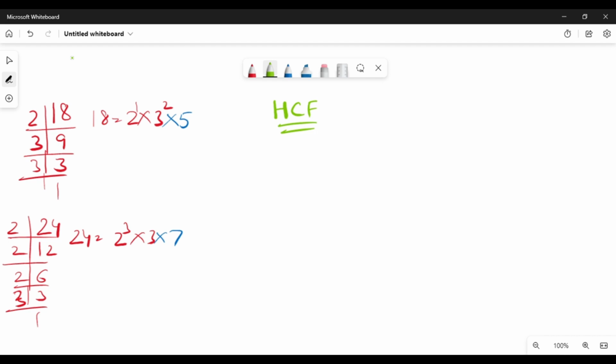Now in HCF, you have to choose only common factors, not all the numbers, only common factors. So for HCF of these two, common factors are 2 and 3. So 2 into 3. As the name suggests, it deals with factors. It means it is the smaller one. So you have to choose the smallest power, 2 raised to power 1, 2 raised to power 3. So here you will write the smallest power, that is 1, and the smaller power of 3 is 1. So HCF of these two numbers is 2 into 3, that is 6.